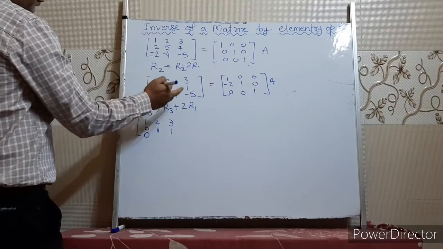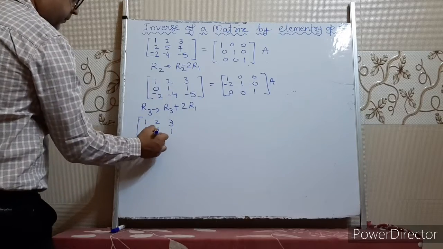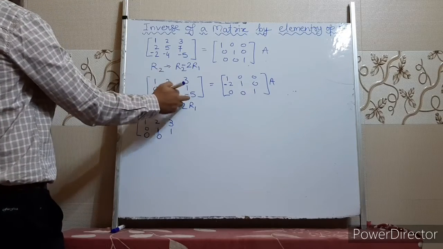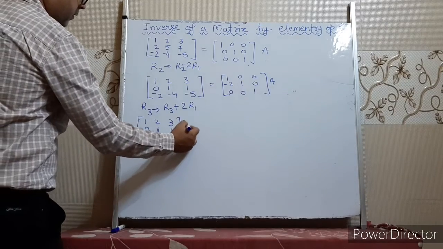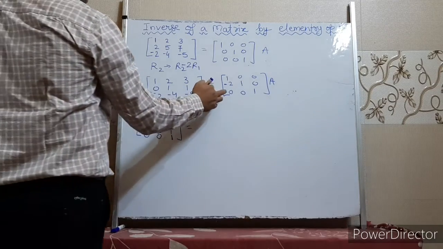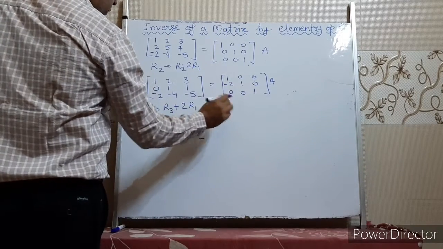4, it will be 4. 4 minus 4, again 0. This will become 6. 6 minus 5 will be 1. Okay. When you multiply the same operation here, R1 and R2 will remain same.